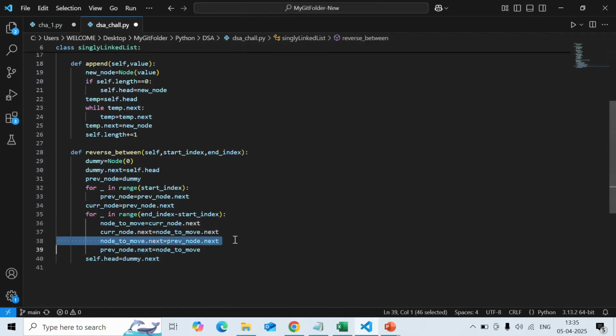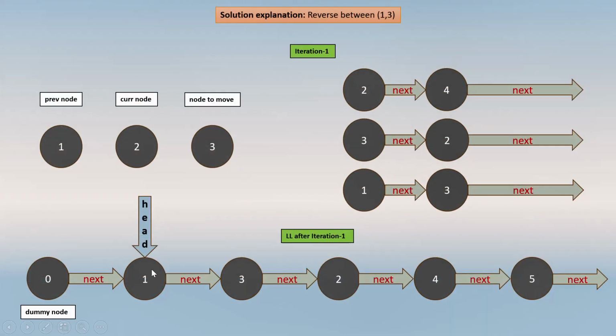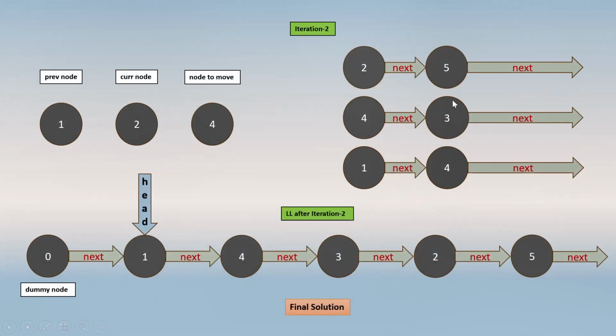Now coming to this third line of code, node to move, which is 4. 4 dot next will now point to previous node, which is 1 dot next. Okay, so 4 dot next will point to 1 dot next. And what is 1 dot next? 1 dot next is nothing but 3, node with value 3, right? So node 3 will come and rest all node would be same.